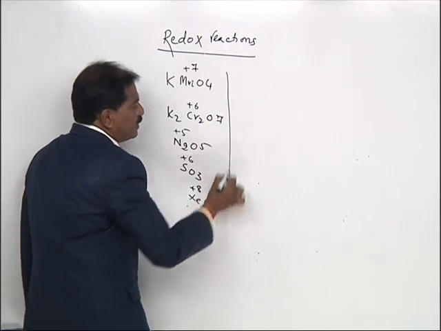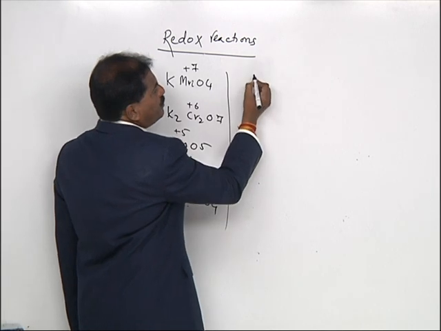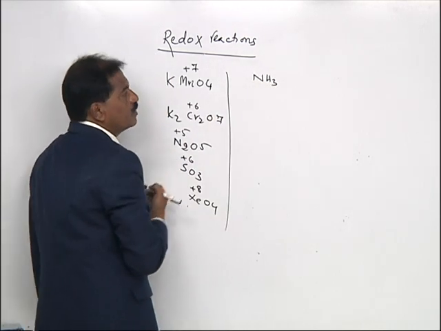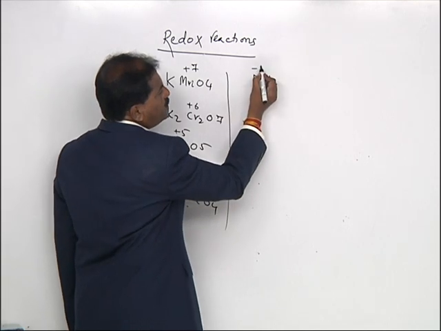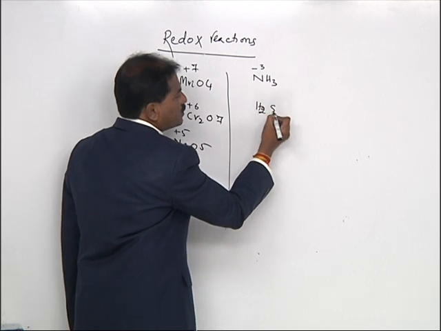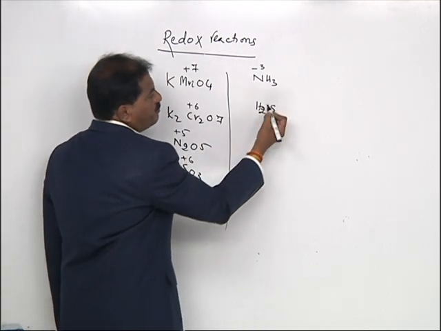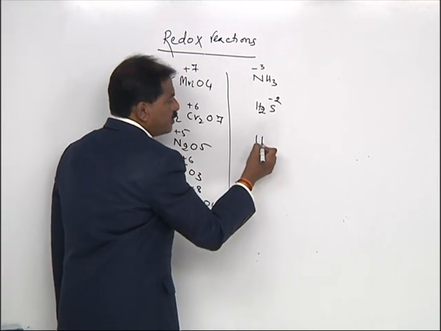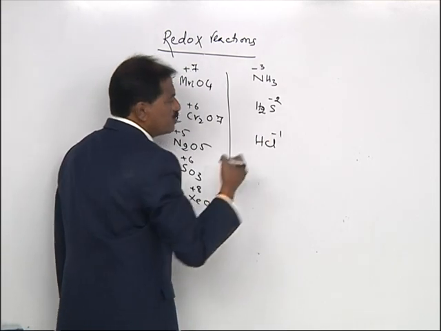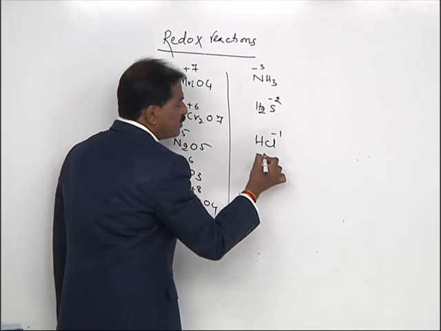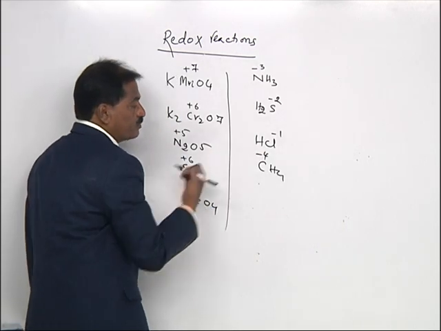Next, second case. Observe another set of molecules. Here ammonia. The oxidation state of nitrogen is -3. Similarly, H2S. The oxidation state of the sulfur here is -2. Similarly, HCl. The oxidation state of the chlorine is -1. Similarly, methane. The oxidation state of the carbon is -4.